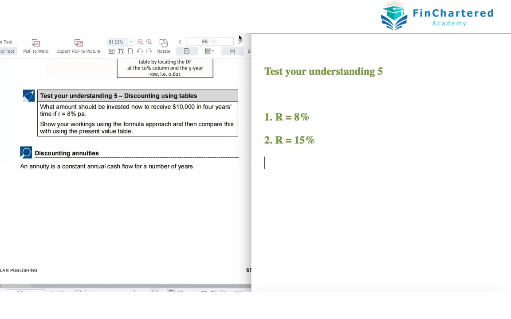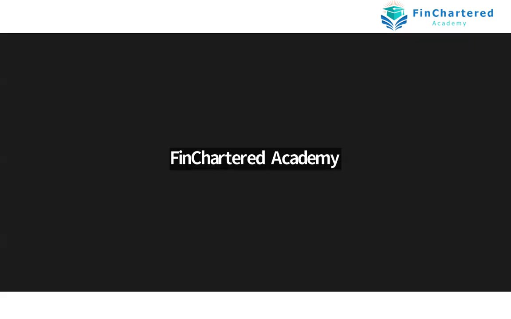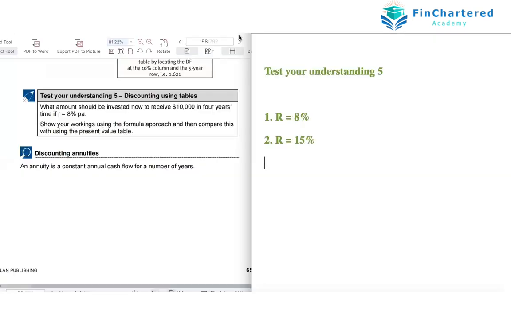If you want, I can show you the discount factor table also, and I've got answers. So the answer for 8% is 7,350, and for 15% it's 5,718. For 8%, your present value is 7,350. And for 15%, you're getting 5,718.